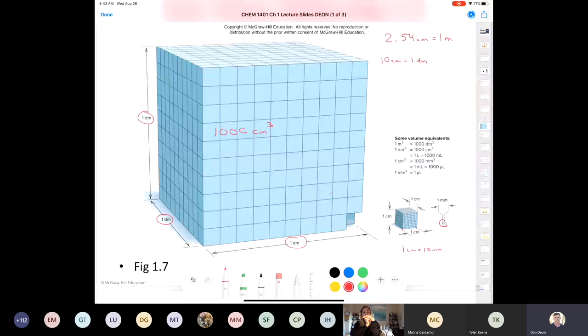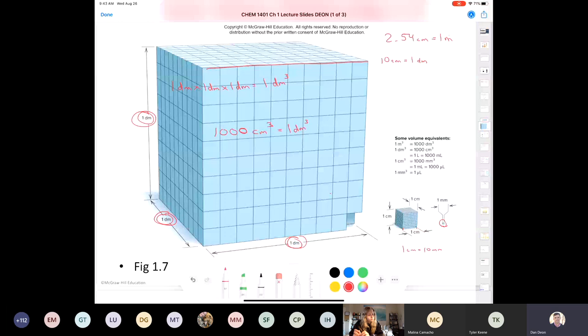If you were to add up all of these squares that you see here, you'd have 100. They're missing one here, so it would be 99 plus that one. But that would be 100, and then you multiply that by 10, and you end up with 1,000 centimeters cubed. So you can see that 1 decimeter multiplied by 1 decimeter multiplied by 1 decimeter, I end up with 1 decimeter cubed. And so 1 decimeter cubed is equal to 1,000 centimeters cubed. What else is this equal to?